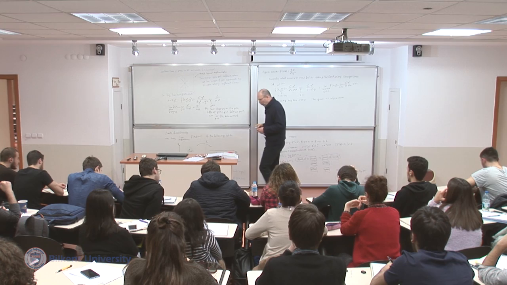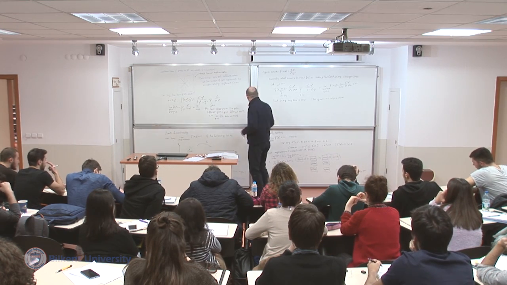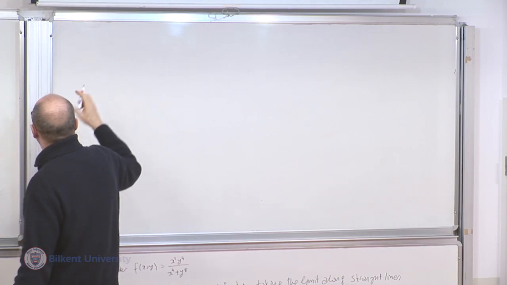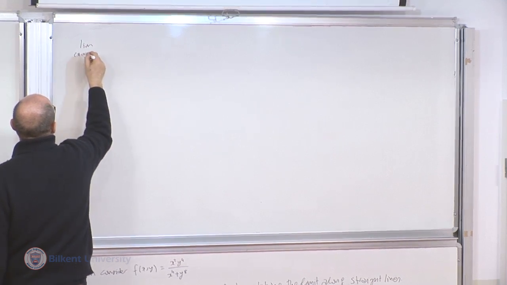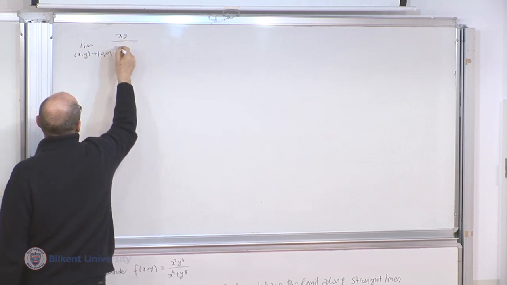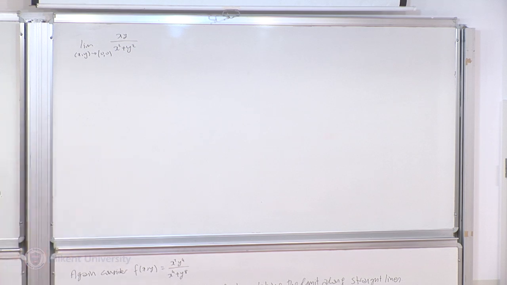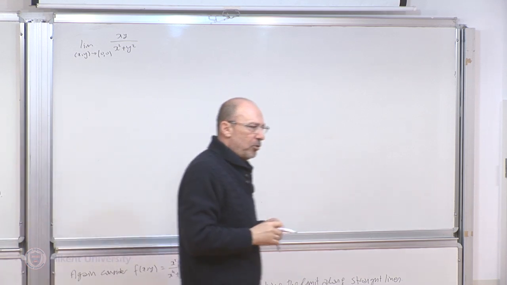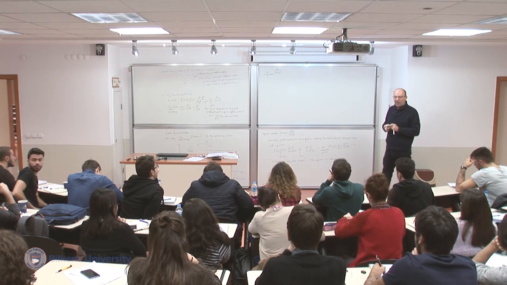Okay, so let me do another simple example here. The simple example is, of course, x, y. So another simple example is this. Limit as (x, y) goes to (0, 0) of xy over x squared plus y squared. Okay. Now again, we cannot plug in x equals 0, y equals 0. So somehow we suspect that the limit does not exist.